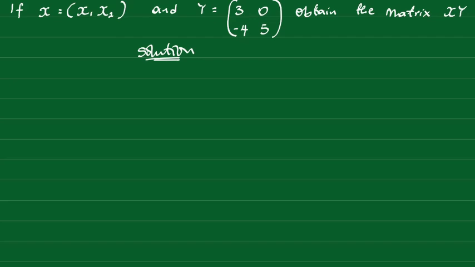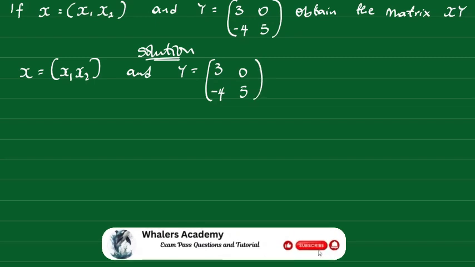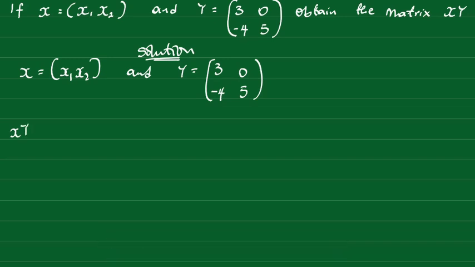We note our value for x again as x = (x1, x2), and our value for y, we're given a value for y, y = (3, 0, -4, 5). Now, we're asked to look for xy. This is equal to, we multiply the elements of our x matrix by those of our y matrix.